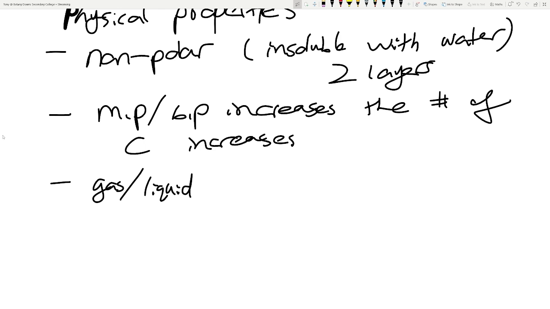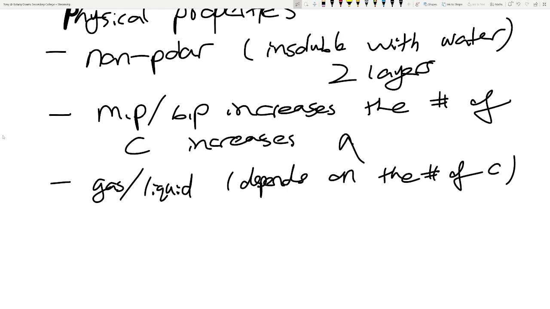The basic example is methane, which is a gas, and if you think about octane, which is in petrol, it is a liquid. So this depends on the number of carbons, because the boiling point and melting point change depending on the number of carbons.